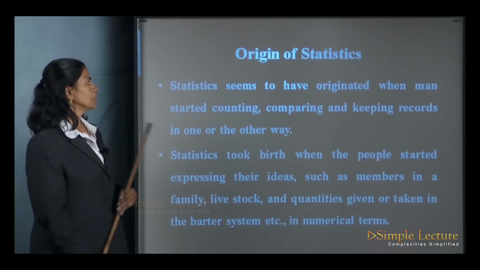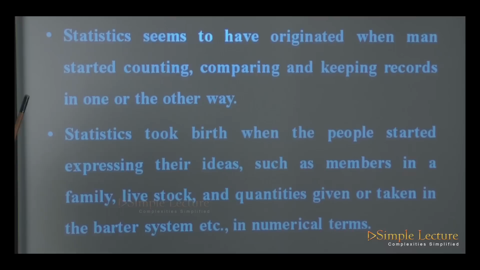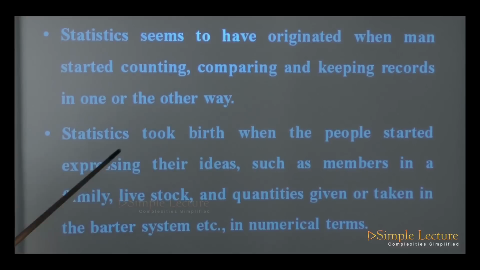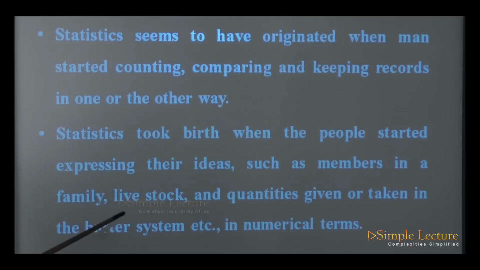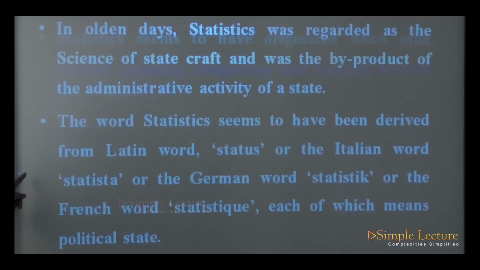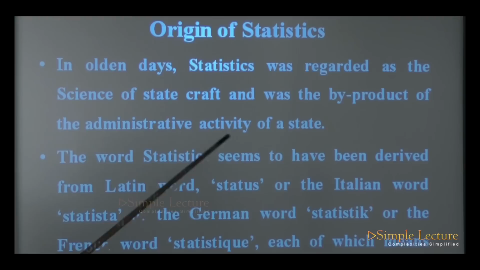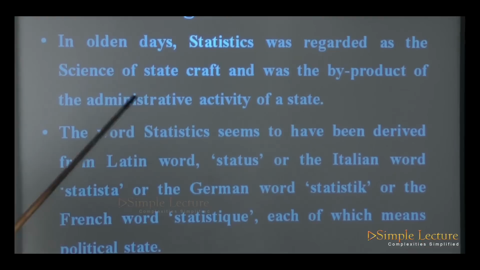Now, let us discuss the origin of statistics. Statistics seems to have originated when man started counting, comparing, and keeping records in one way or another. In earlier ages, people used to record their activities. From that, statistics originated. Statistics took birth when people started expressing their ideas, such as members in a family, livestock, and quantities given or taken in the barter system, in numerical terms. So, if you collect the data in numerical terms, then we can talk about statistics. Here, the origin of statistics emerged from the olden days. In olden days, statistics was regarded as the science of statecraft and was the byproduct of the administrative activity of a state. So, for any administrative activity, they used statistics earlier.